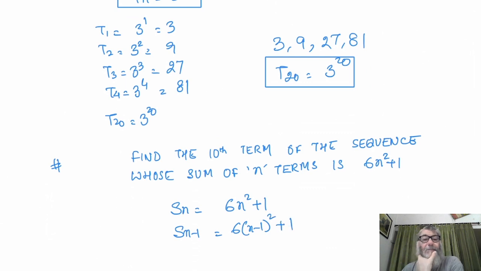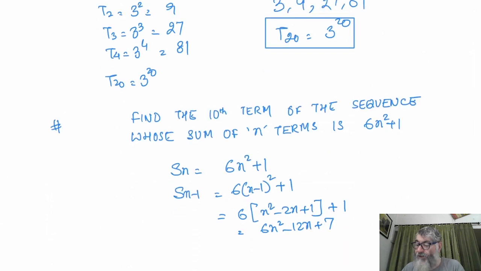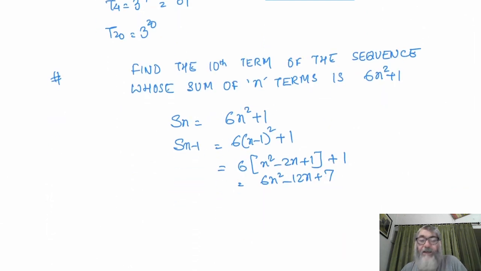Because in the nth term you have 6n square. So if I need to calculate S(n-1), then replace n by n minus 1. Let us calculate this: 6n square minus 12n plus 6 plus 1, so it will be 6n square minus 12n plus 7. So I have Sn and S(n-1).